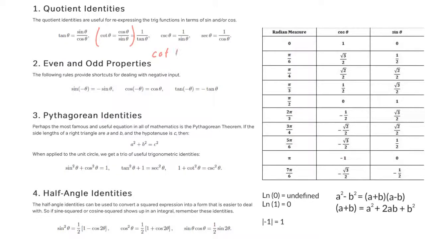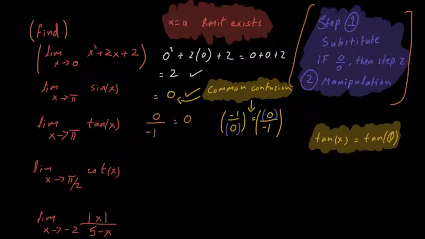So cot of pi over 2 can also be written as cos of pi over 2 divided by sine of pi over 2. From the table we can see that cos of pi over 2 is simply 0, divided by sine of pi over 2, which is 1. So 0 over 1. So we got 0 divided by 1, which is simply 0. The limit does exist and it is 0.